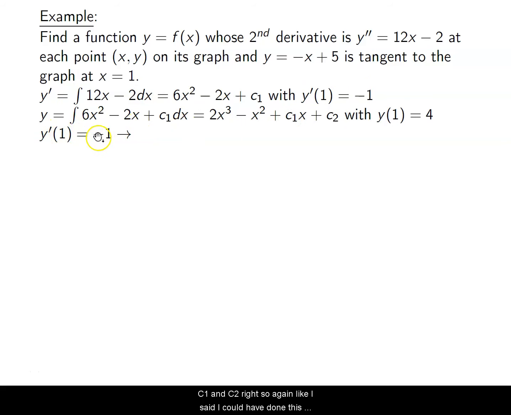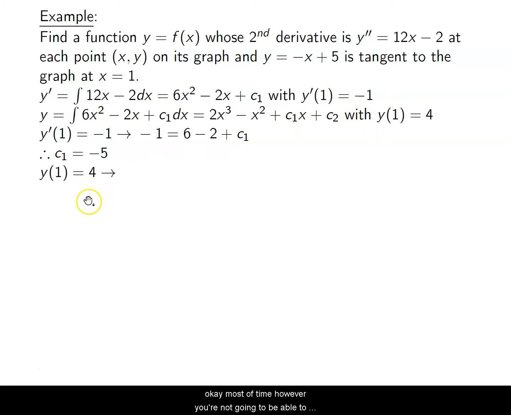Again, like I said, I could have done this right away, or I can leave it to the end. There's really no difference in the timing. So when I plug in 1, I just get 6 - 2, plus my constant, and that equals -1. So that gives me C1 is -5. Now that I have this, I can plug that into what I have here. I could have done it from the beginning and had -5x, and then plugged in my initial condition. Again, the order doesn't really matter. Most of the time, however, you're not going to be able to do this until the very end, so that's why I waited till the end for you guys.